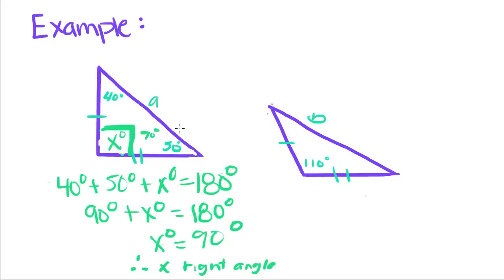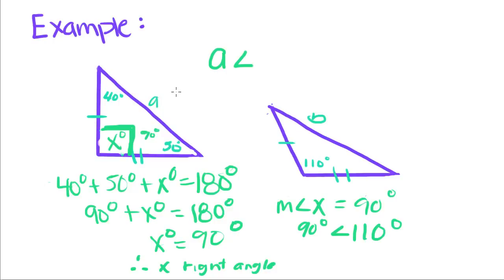Well, since the measure of angle x is equal to 90 degrees, and 90 is less than 110, that means that this angle is less than this angle. So using our two triangle inequalities, we can say that A, this side opposite this angle, is less than B, which is this side opposite this included angle.